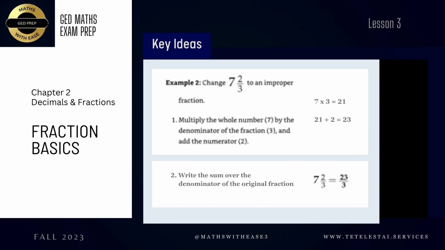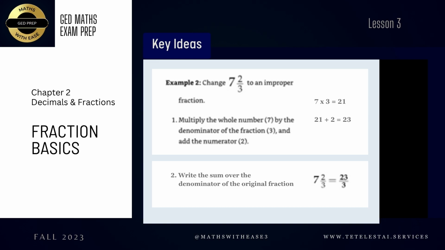Here we're being asked to change 7 2/3 to an improper fraction. And again, remember, an improper fraction is a top-heavy fraction where the numerator is greater than the denominator, or another way of saying that is that the top part is greater than the bottom. So you would start by multiplying the whole number, which is 7, by 3, okay? And then you would add the numerator.